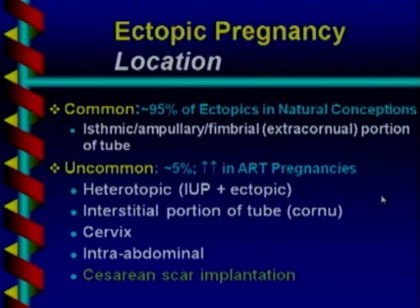The other 5% of ectopics, although a higher percentage of ectopics in pregnancies achieved via assisted reproductive technologies such as in vitro fertilization, occur in uncommon locations, including heterotopic pregnancies, which is a combination of an intrauterine pregnancy and a simultaneous ectopic pregnancy. Pregnancies in the interstitial portion of the tube, the portion of the tube that traverses the cornu of the uterus, is another kind of unusual ectopic pregnancy. Cervical implantations are another form.